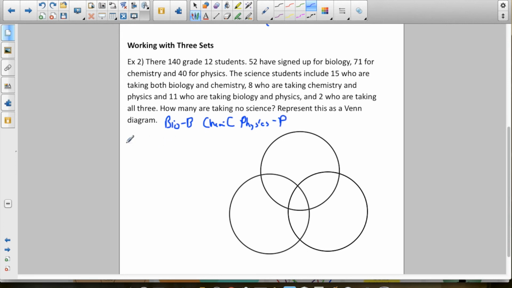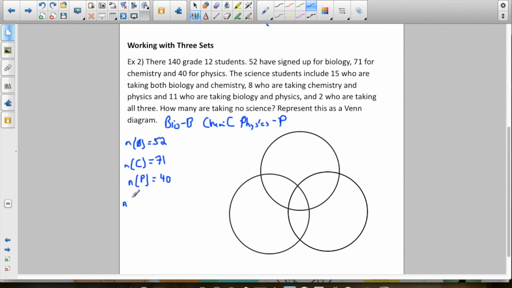So the number in bio is the first thing they give us. It's 52. The number in chem, 71. Number in physics, 40. So we got that information. Then, science students include 15 who are taking both.